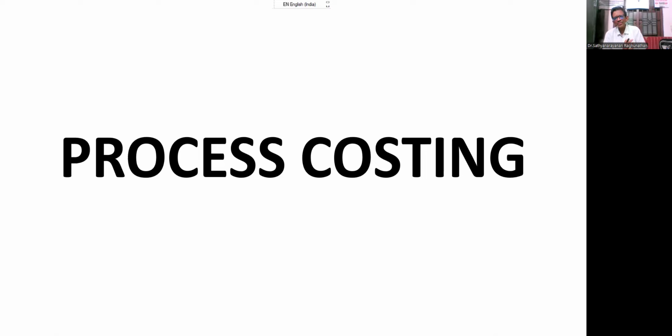Process costing means at each stage you have to incur certain cost for producing the goods, for converting the raw materials into the finished goods. For each stage, how much expense are you incurring for manufacturing the products? That is the concept of process costing. Process means production takes place stage by stage, and stage by stage you find how much cost you are incurring for manufacturing the product.